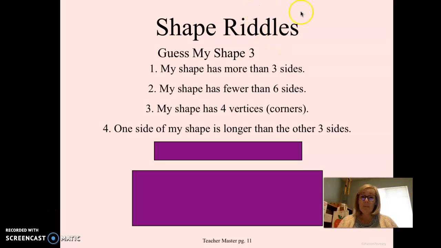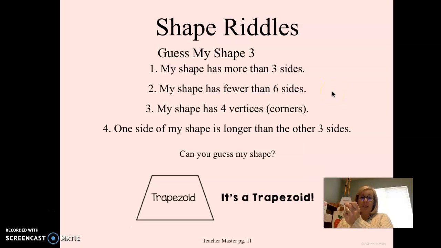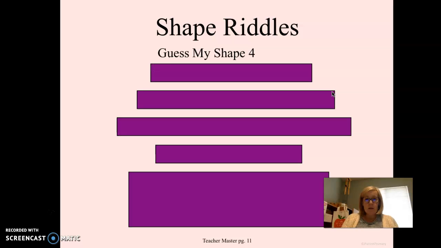So what shape do we have left? Can you guess my shape? It's a trapezoid. Great work, people. Okay, spread your shapes out again. Get ready for Guess My Shape number 4.